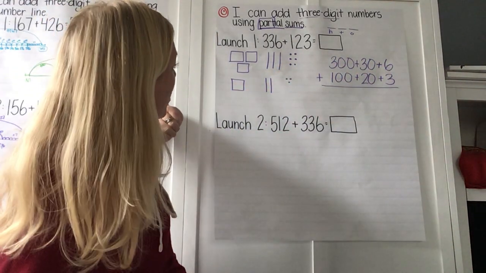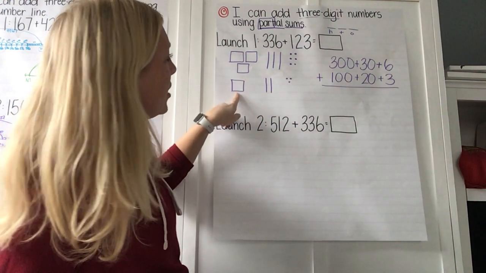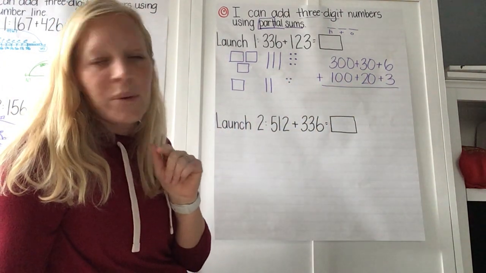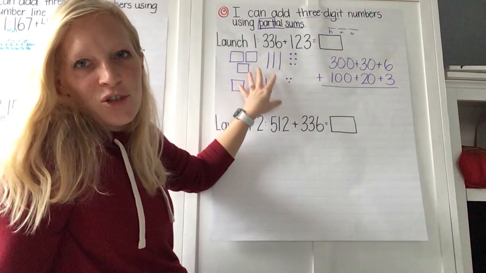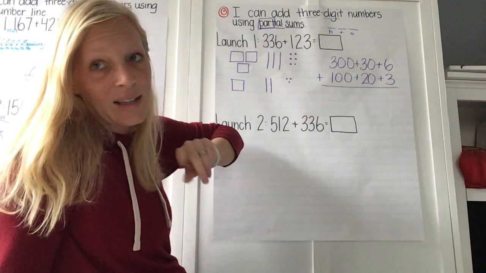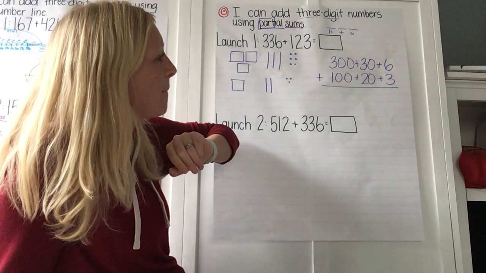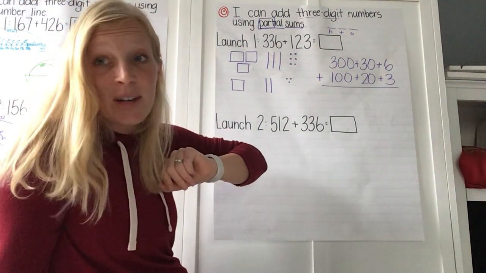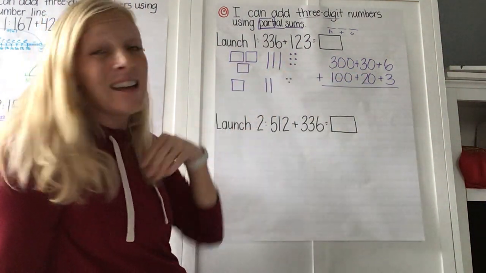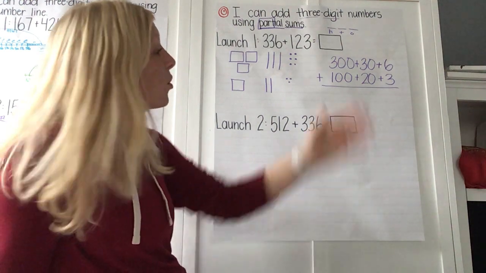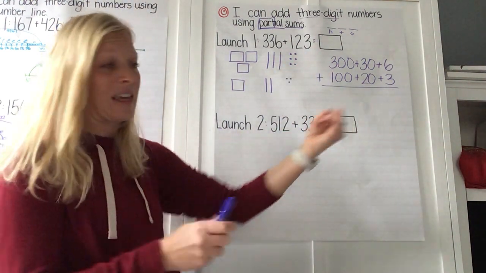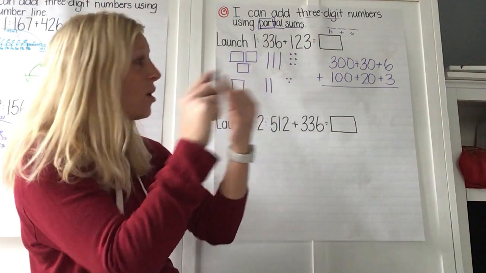What about the 123? Why would we write it like this instead of drawing it like this? This is that idea of partial sums right here. This is one example of that. What do you notice about it? It's just using numbers, right? It's saying 300 plus 30 plus 6, which is the same here. Instead of drawing pictures, we're seeing the expanded form. We're stretching it out and thinking about the number of hundreds, tens, and ones.